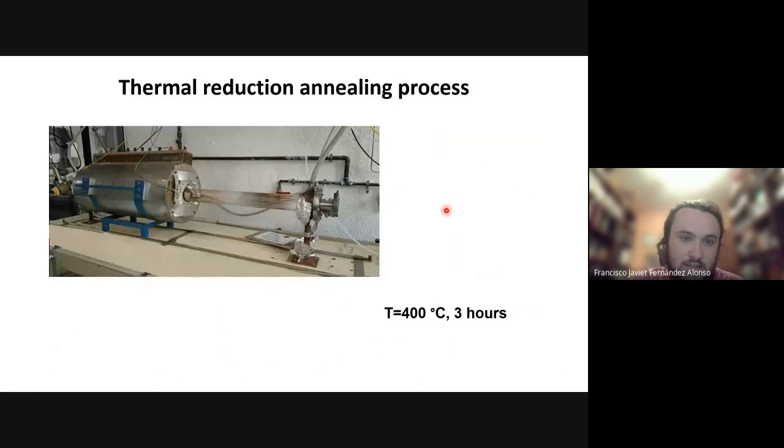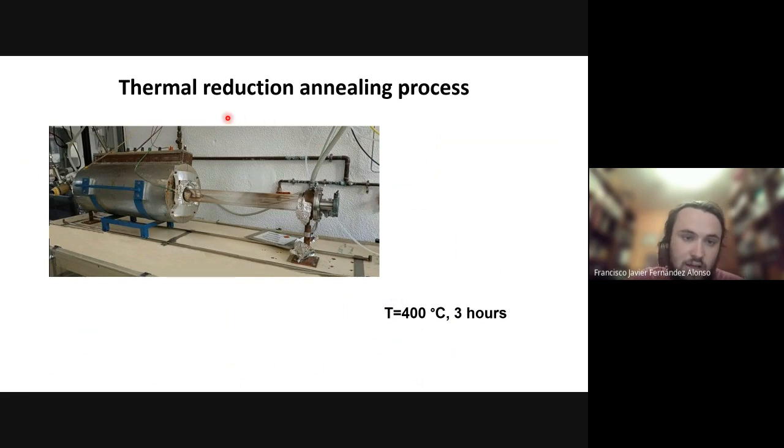The first one is the more widely used method, which consists of a thermal annealing in a reductive atmosphere containing a mixture of argon and hydrogen. Here we have the furnace we use for that purpose, and we introduced a mixture of hydrogen and argon in a 1:2 proportion and proceeded with the reduction for 3 hours at 400 degrees.